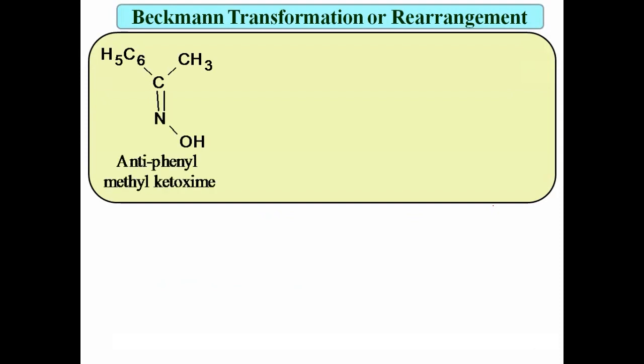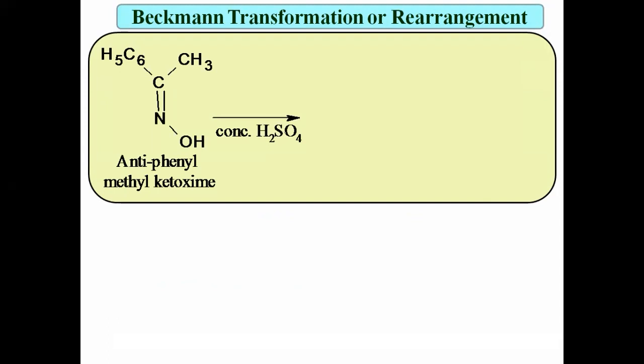Let us see an example. I will explain an example once again, then it will become a little clearer. Okay, same example. Yes, this is our ketoxime. The name is anti-phenyl methyl ketoxime because the phenyl group and OH are present at the anti position. The first step is the Beckmann's transformation. Suppose it is treated with concentrated H2SO4.